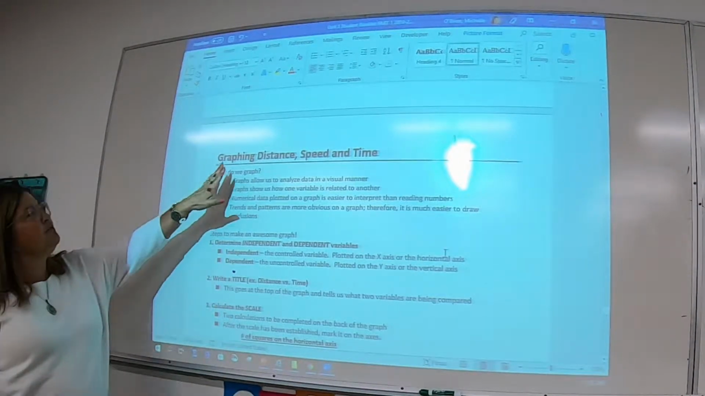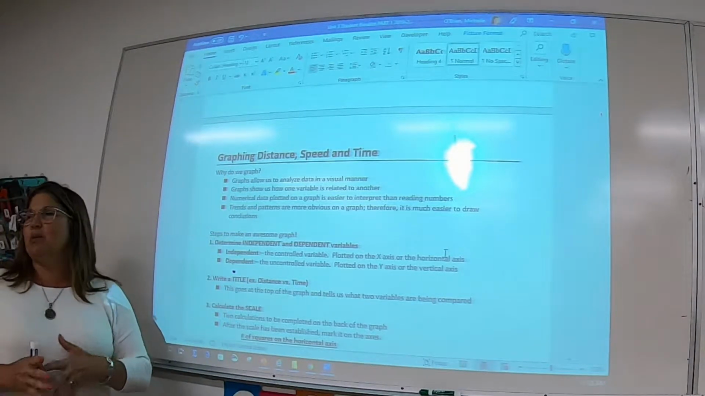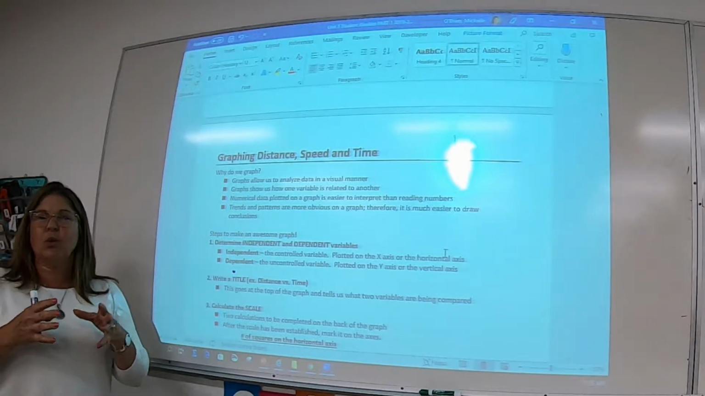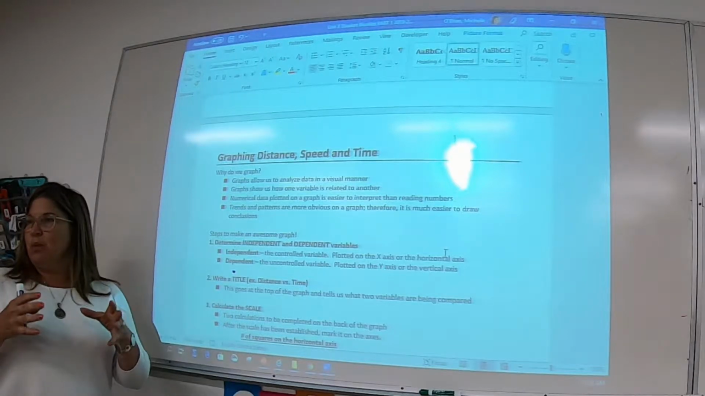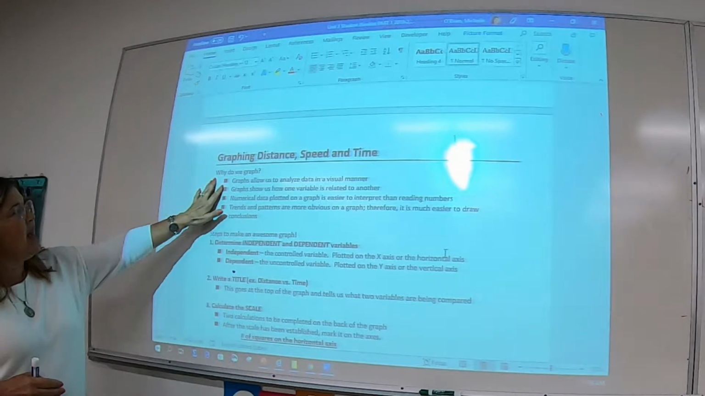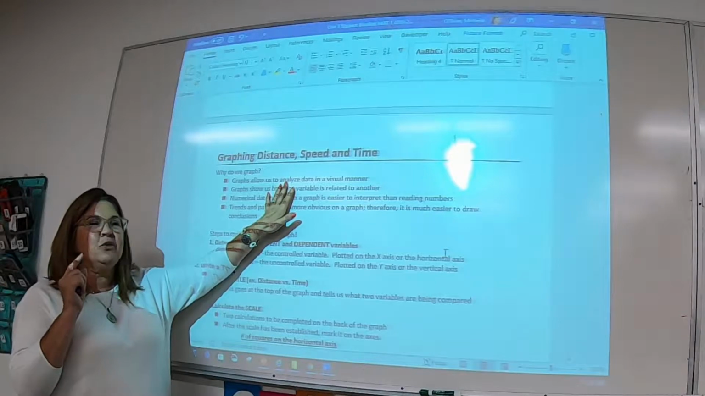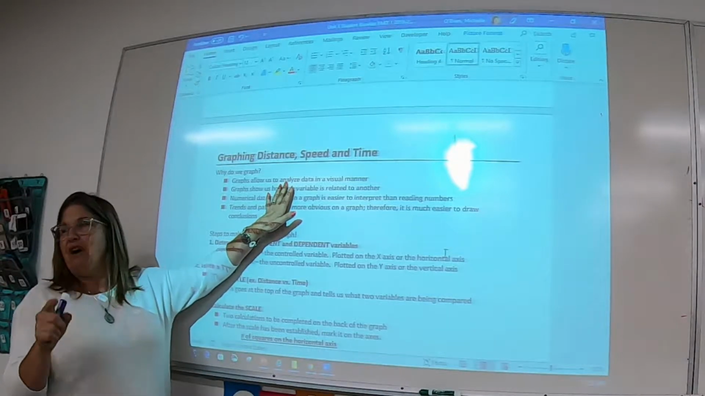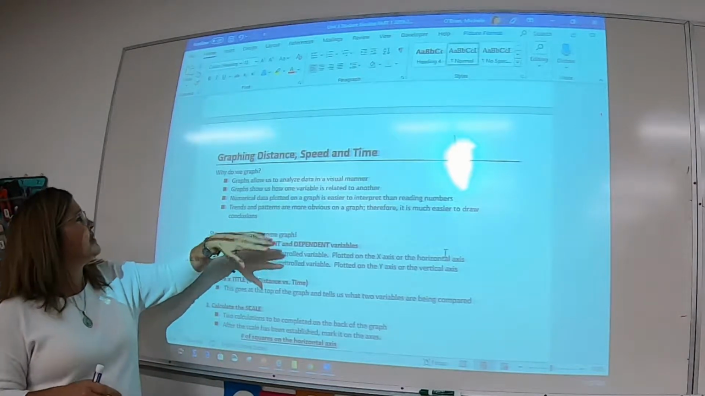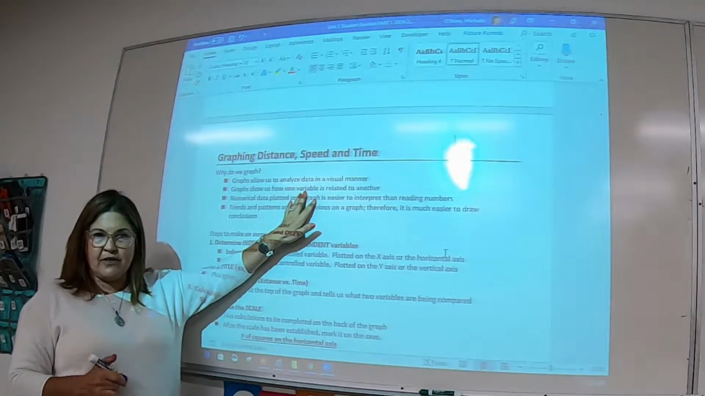Okay, so we're starting with graphing distance, speed, and time. And it's important to know why we bother taking the time to graph. If we're doing a sketch, that's a quick look of what's happening, a quick picture, okay? But when we graph, we can do that in order to analyze the data. So if we graphed, we could actually find the slope and find out what the speed would be. Graphs show us how one variable is related to another variable.